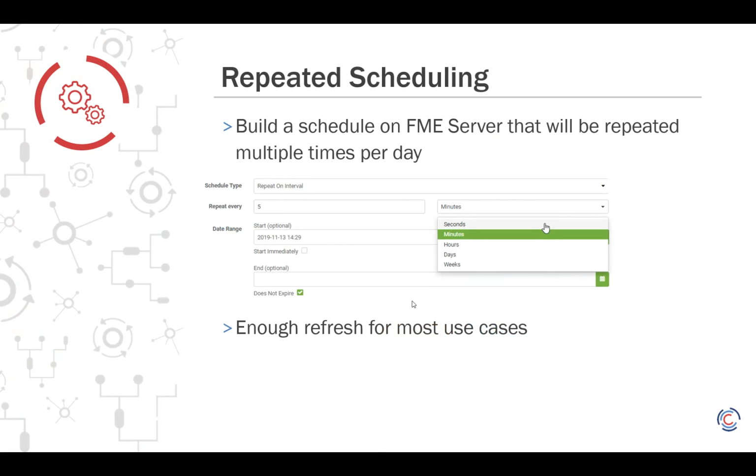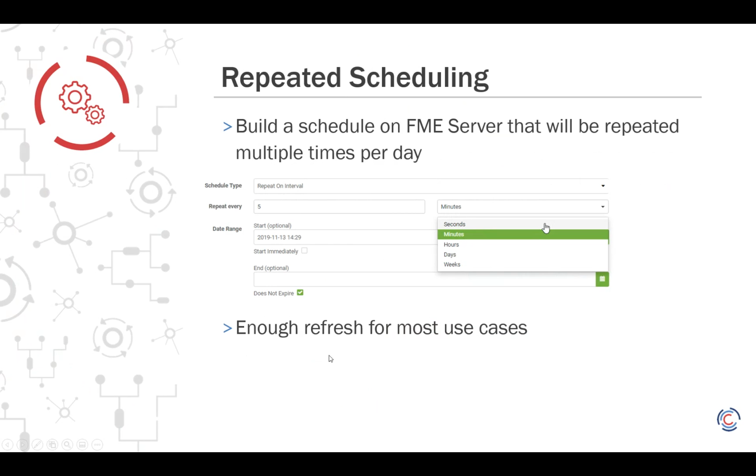So first of all, the first technique is repeated scheduling. The idea here is to build a schedule on FME Server that will be repeated multiple times a day. I have a quick screenshot here of a schedule being built in FME Server. You see schedule type is repeat on interval. Every 5, and I'm going from minutes to seconds here. The goal behind this schedule is that every 5 seconds, a workspace would be running.